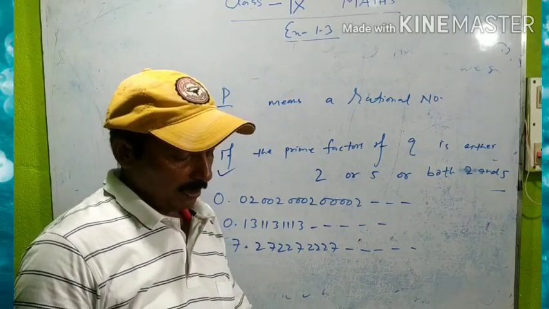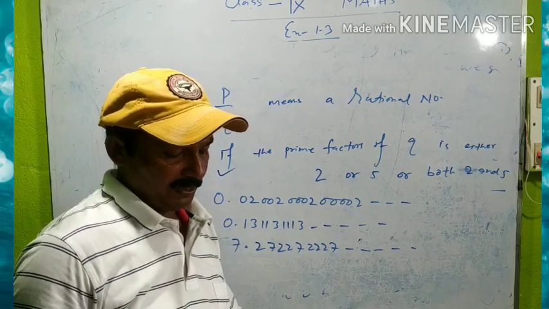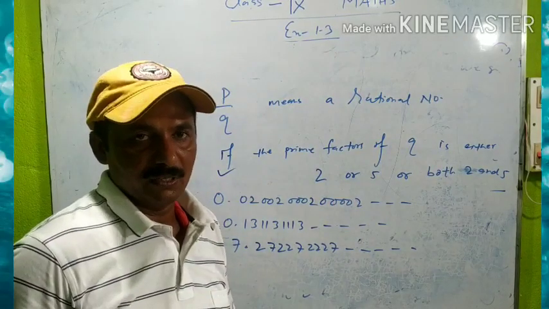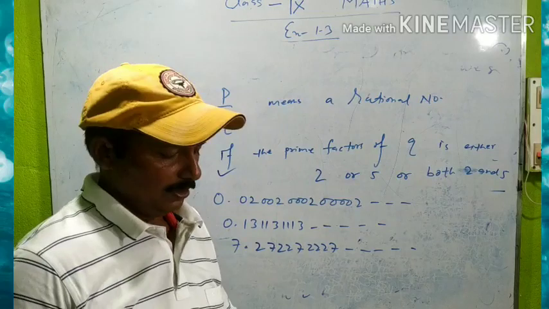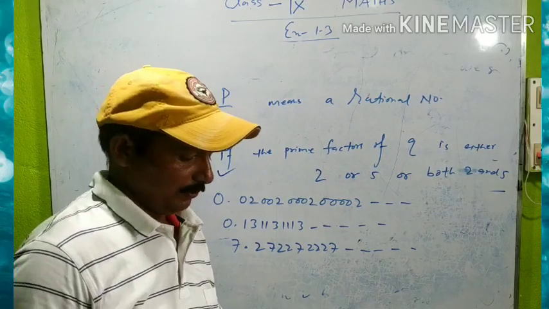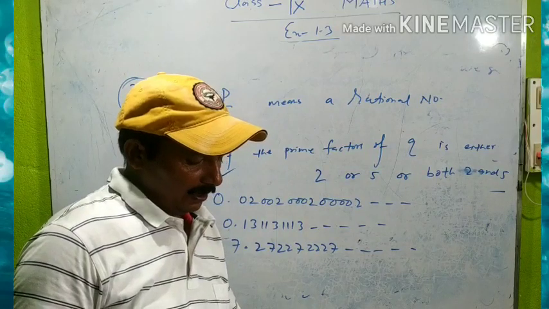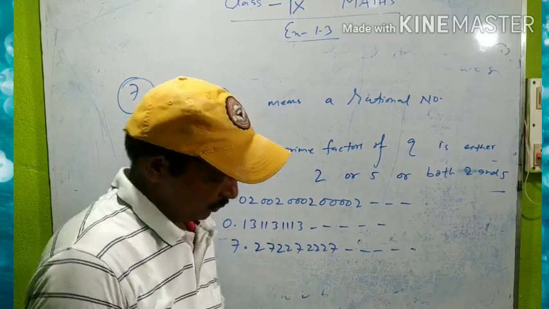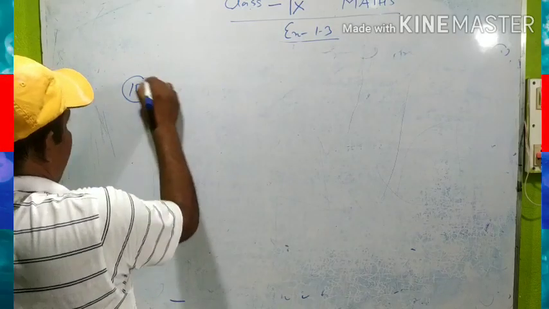Now question number 9. Find 4 rational numbers between 3 by 4 and 4 by 7. There are so many rational numbers between any 2 rational numbers, and I have already taught this type of question in the previous exercise, so I think you can do this one easily. Now question number 10: find 3 different irrational numbers between these 2 rational numbers.